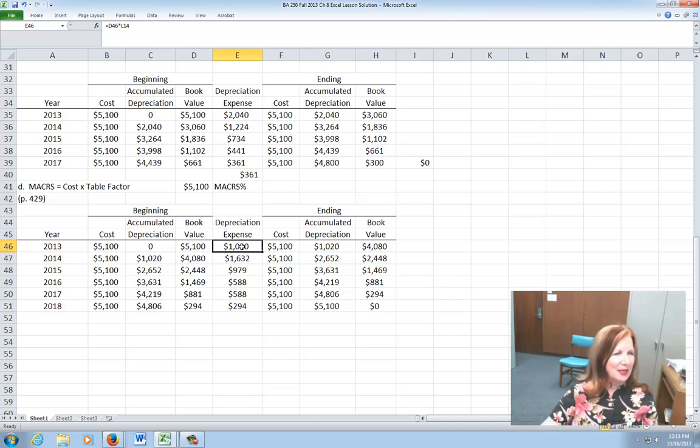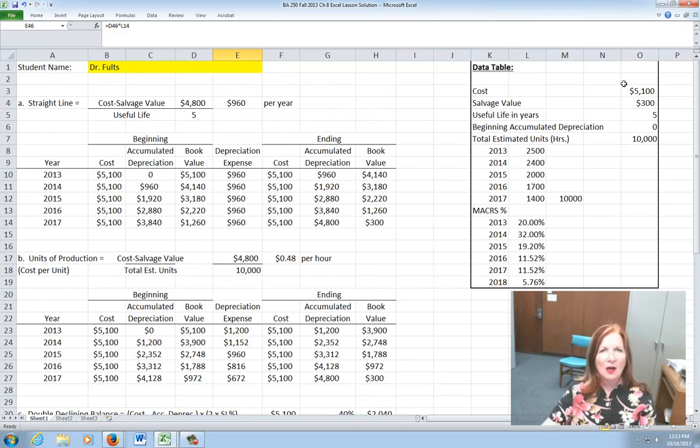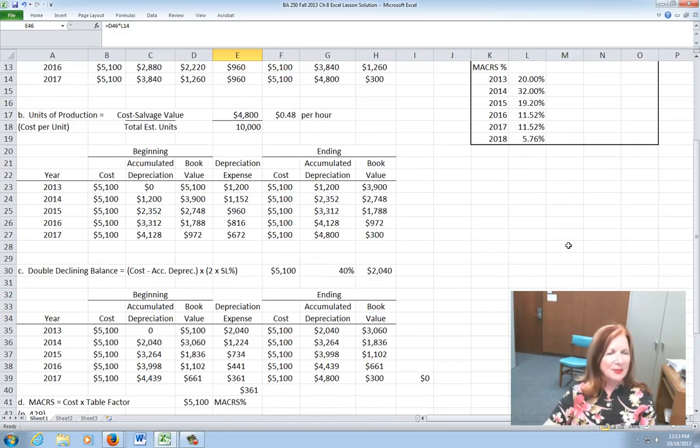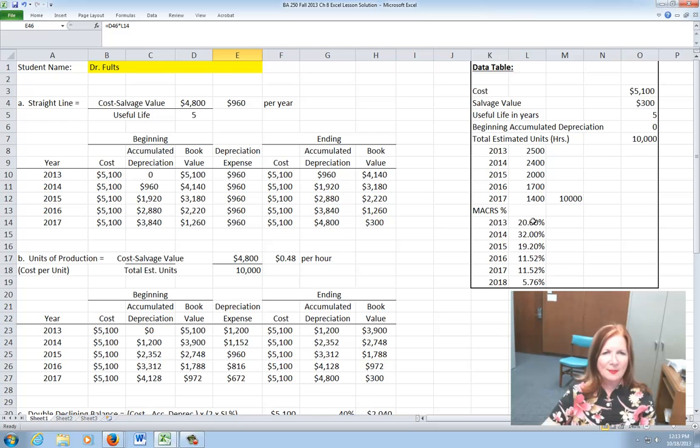So it's going to be equal to B46 or O3, whichever you'd like it to be, times this table. So times this percentage right here. So it's going to be times that.